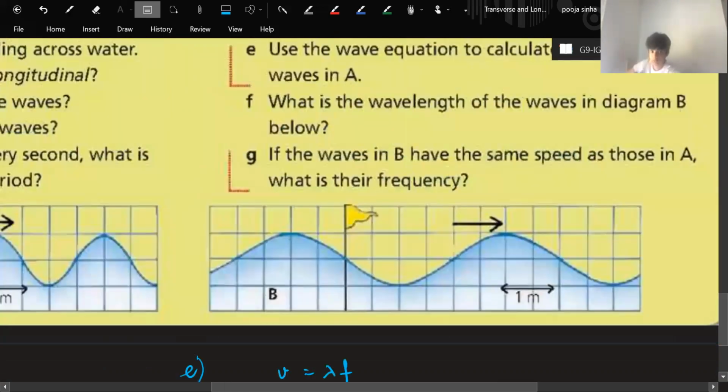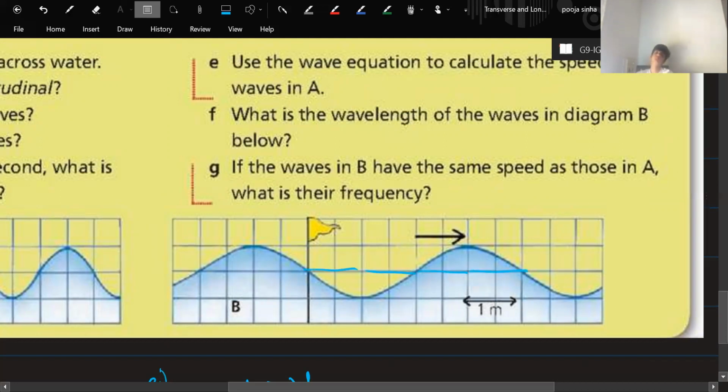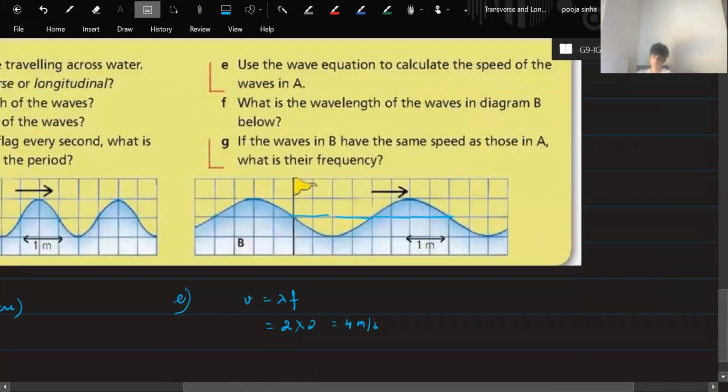What is the wavelength of the waves in diagram B? 3 meters? 4 meters? Count: one, 2, 3, and 4. So it is 4 meters. F is 4.